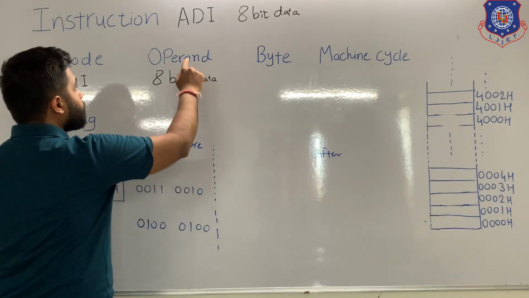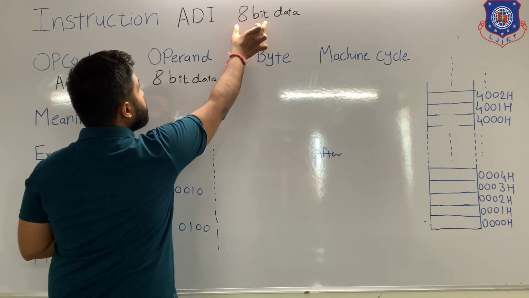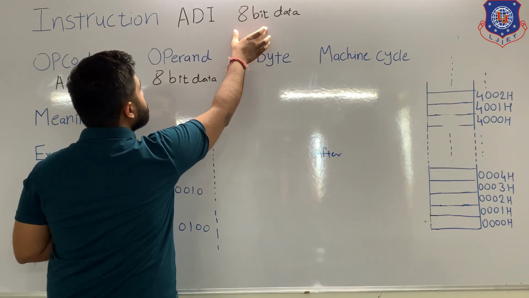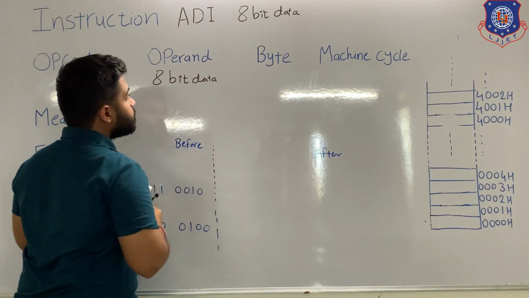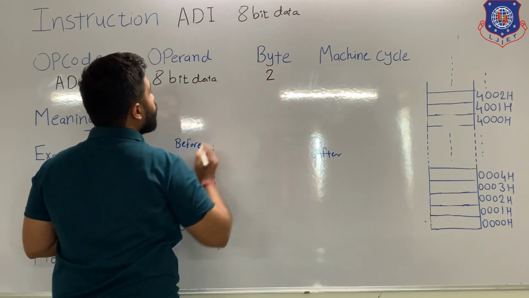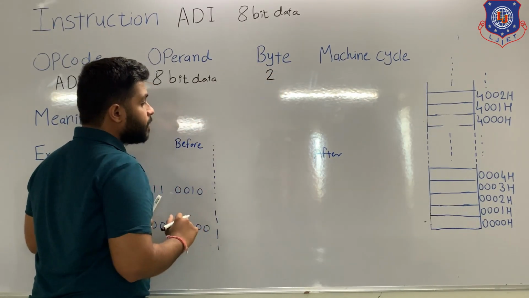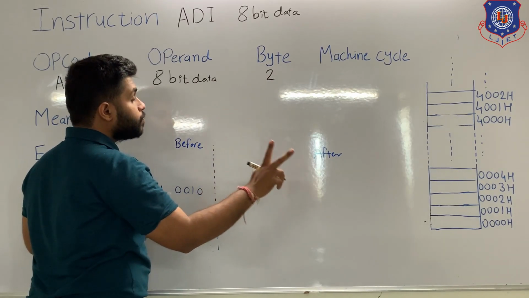In this instruction, you can see that an 8-bit value is present. Whenever an 8-bit value is seen in the instruction, it means that the instruction is of 2 bytes. 2 bytes means when this instruction is stored in the memory, it will occupy 2 memory locations.